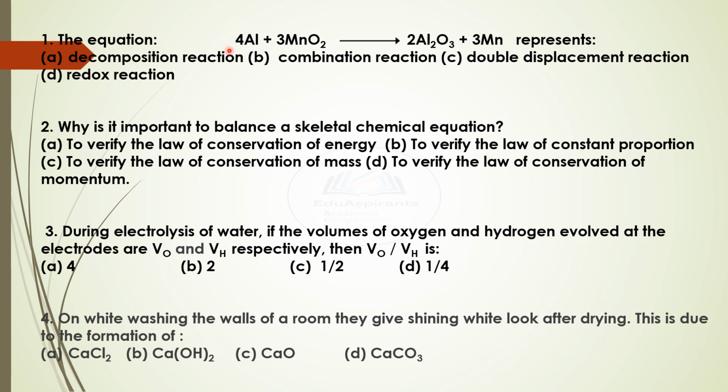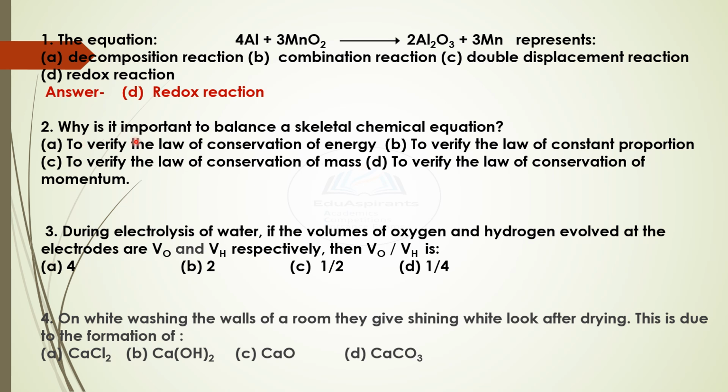The equation 4Al + 3MnO2 → 2Al2O3 + 3Mn represents a decomposition reaction, combination reaction, double displacement reaction, or redox reaction. Have you chosen your answer? Let us see. It is D, redox reaction.